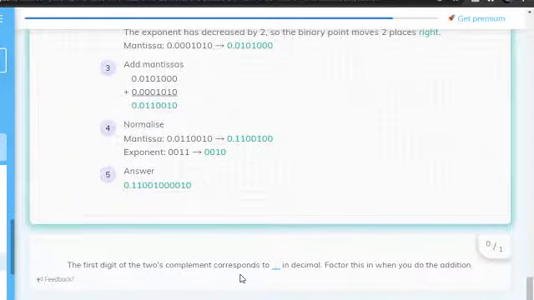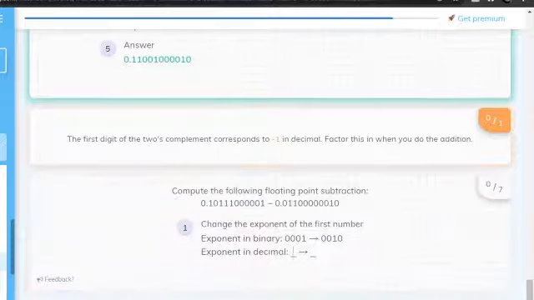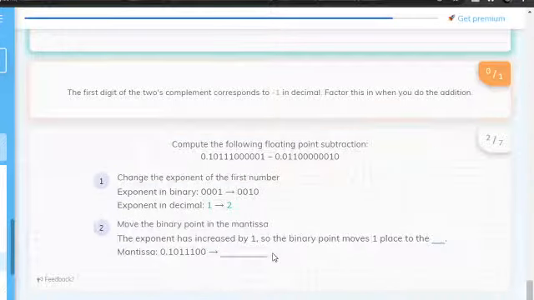What does it correspond to in decimal? It corresponds to the sign. The first digit can be a 0. So change the exponent, that to that, so it goes from 1 to 2. The exponent is increased by 1, so the binary moves 2 places. So let me guess, left, even though it moves right. Stupid thing.